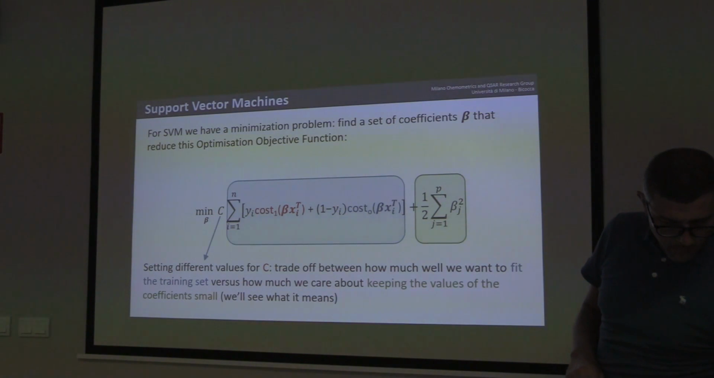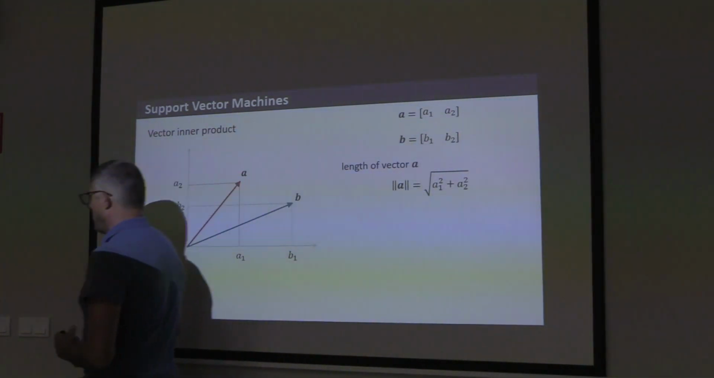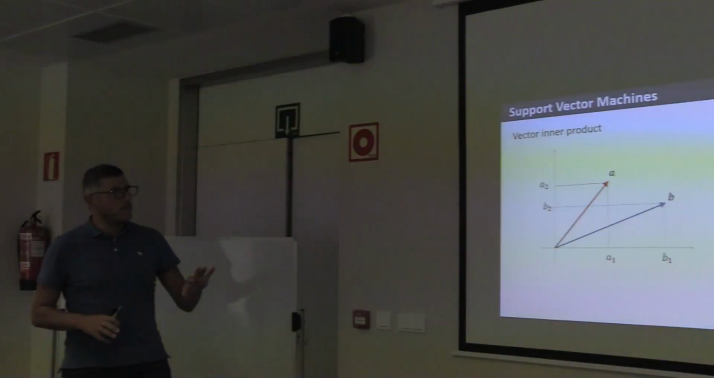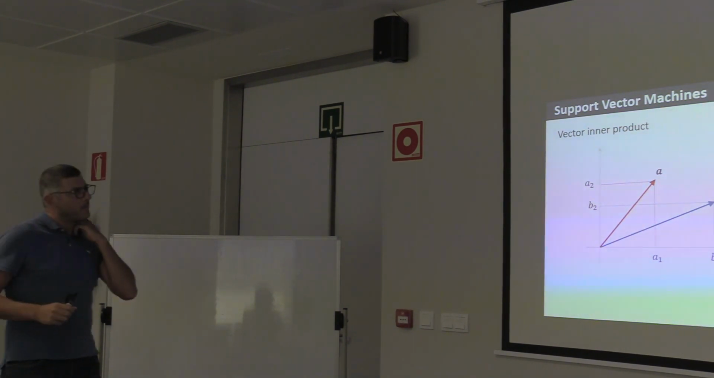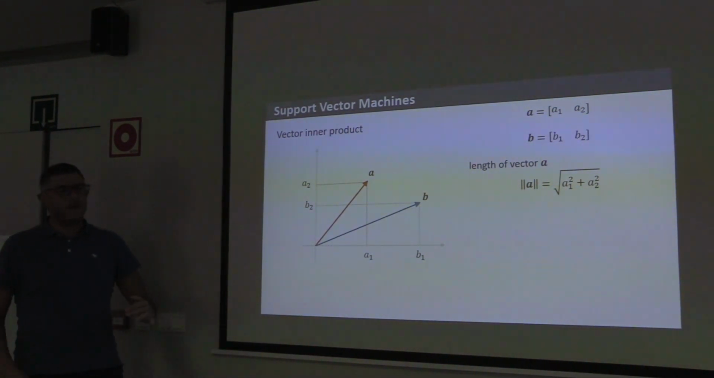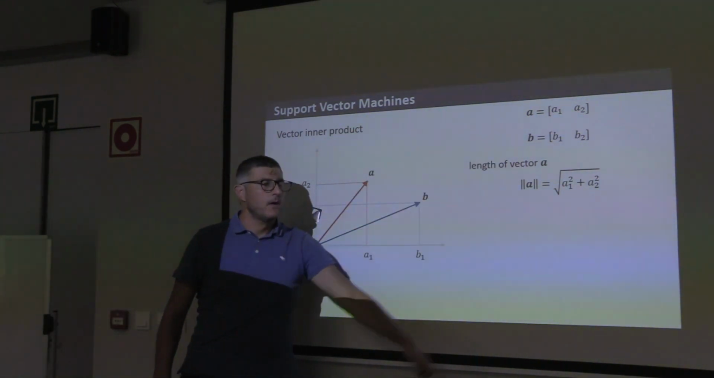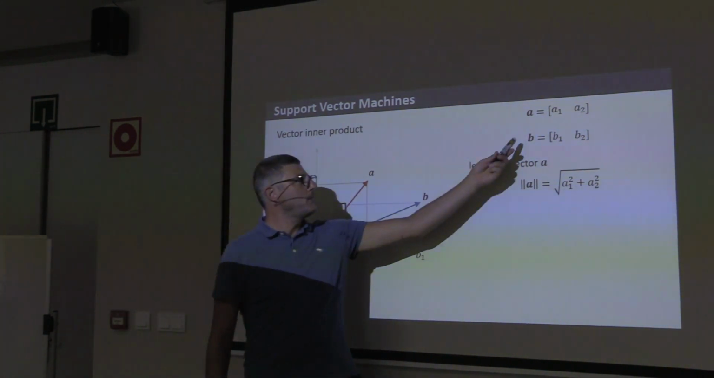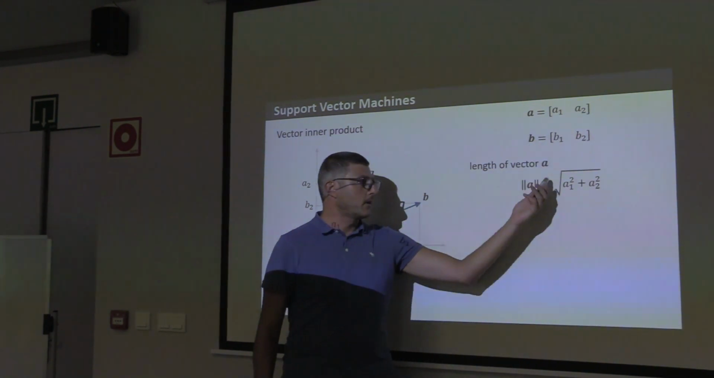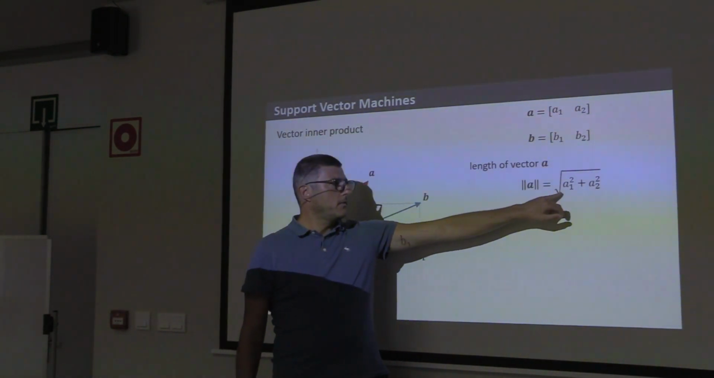Why? To understand this, we can simplify things a bit and have a look at this situation in a two-dimensional space, so we can visualize it. You have to remember what it means to make an inner product of vectors. In general, if you have two vectors A and B in a two-dimensional space, A1, A2 define the coordinates of vector A, B1, B2 the coordinates of vector B. If you want to calculate the length of a vector, the norm, this is the way.